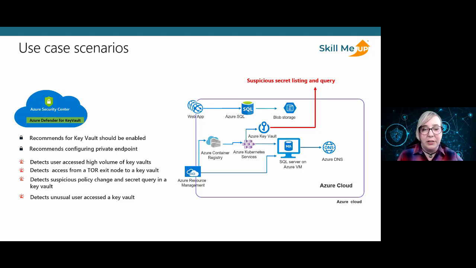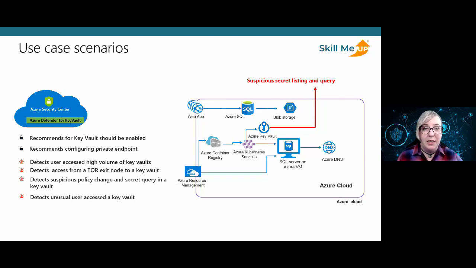So Azure Defender for Key Vault will detect a high volume of Key Vault accesses. So if you've got a user who's trying to go and access a Key Vault secret, let's say it's a ridiculous amount of times, you probably want to be alerted on that, and then Azure Defender will help, right? It'll detect access from a Tor exit node to a Key Vault, which is helpful because I think a lot of folks don't realize that's still a thing, right? The Tor browser, people heard about it, but then it doesn't really get the press it used to. It's still around, and that still could be a way in which somebody could be trying to access the secrets of your environment.